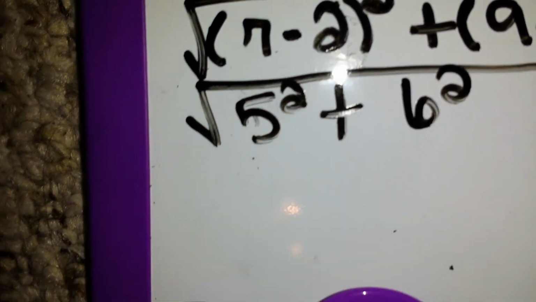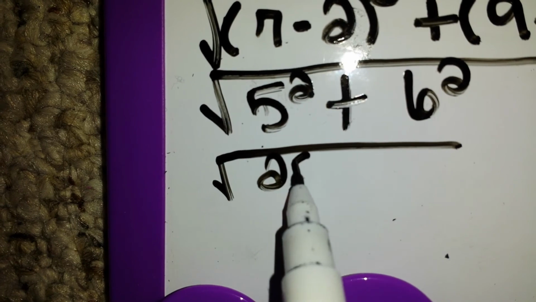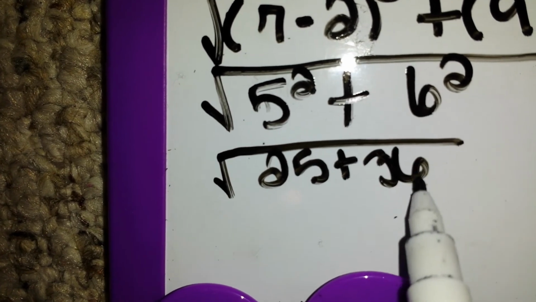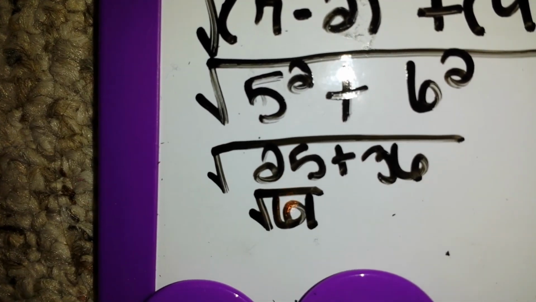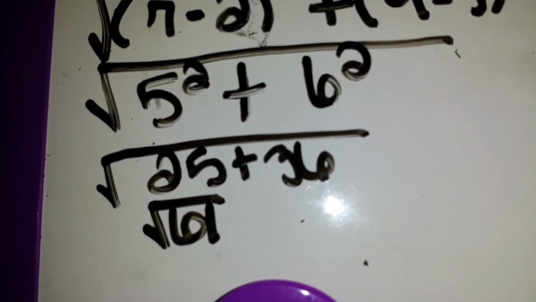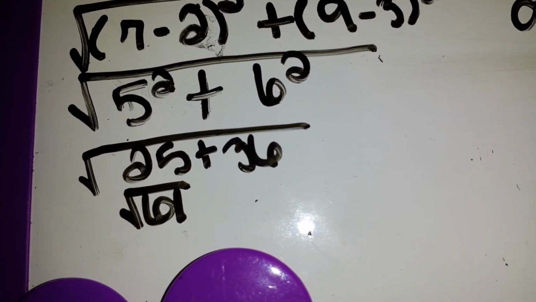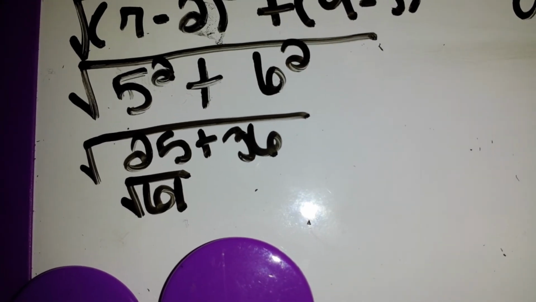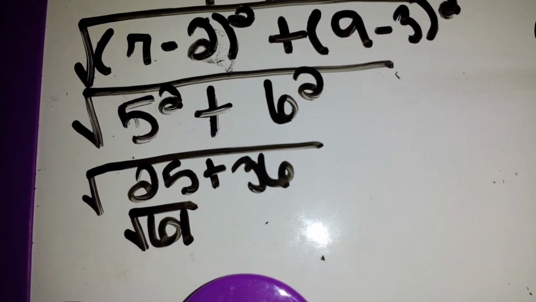And so that would be 25 plus 36, which would leave us with the radical of 61, and it cannot be simplified down anymore, so that is our answer, and this is how you derive the distance formula from the Pythagorean theorem.